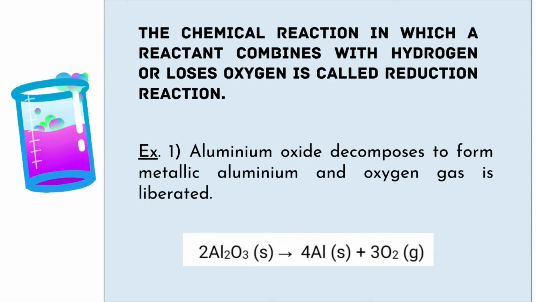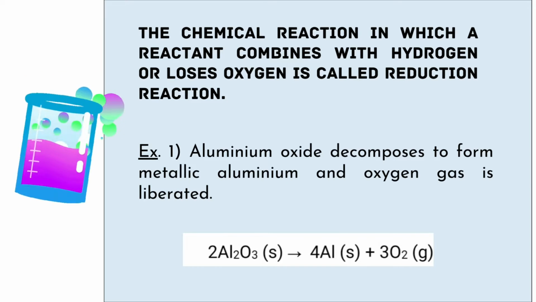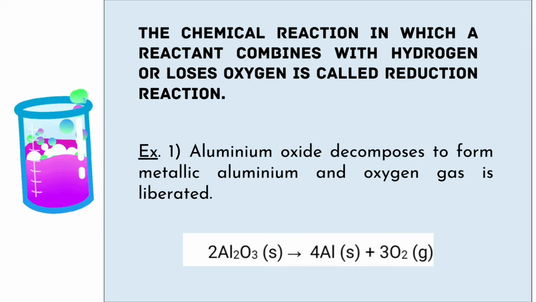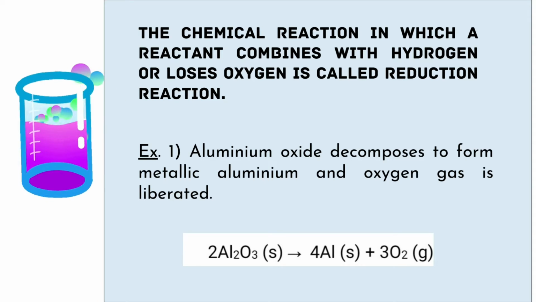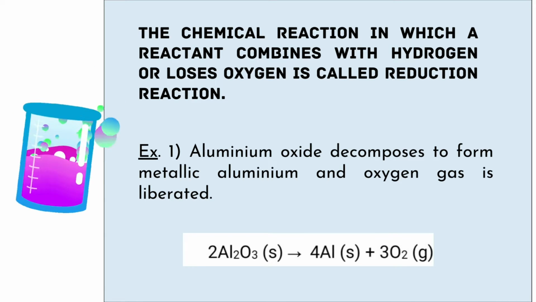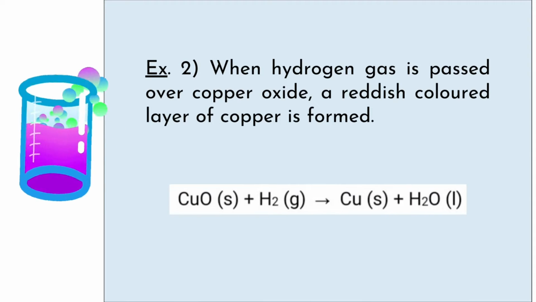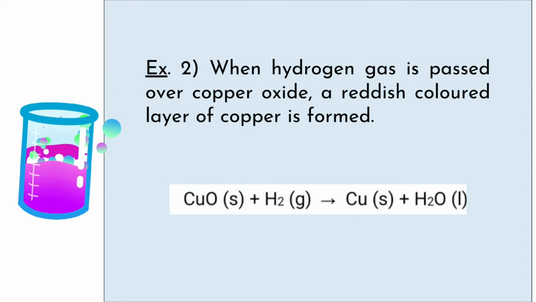In reduction, the reactant either loses one or more oxygen atoms or gains one or more hydrogen atoms. Like in the decomposition of aluminium oxide, where two molecules of aluminium oxide undergo reduction to liberate three molecules of oxygen gas, while four aluminium atoms remain as residue. Or when CuO, that is copper oxide, loses its oxygen atom to undergo reduction on reaction with hydrogen to form metallic copper and water.